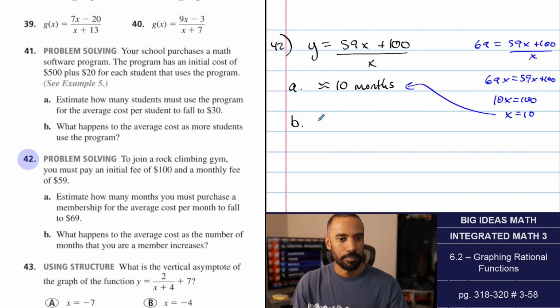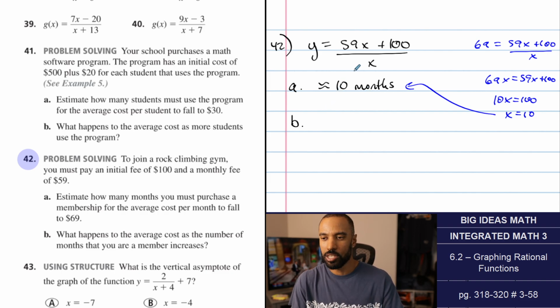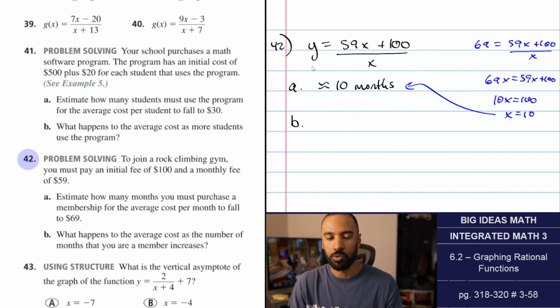Part B, what happens to the average cost as the number of months you are a member increases? So again, it's the inverse variation thing. It decreases, but what amount is it decreasing toward? I think this is where you start to see the horizontal asymptote take form again, toward $59. When you look at this graph, that's actually what's happening, right? As x increases, it's getting smaller and smaller, but will it go below 59? You can see it's shrinking, right? It's taking longer to get to where it goes. And after 100 months, you're at least in the $59 range.